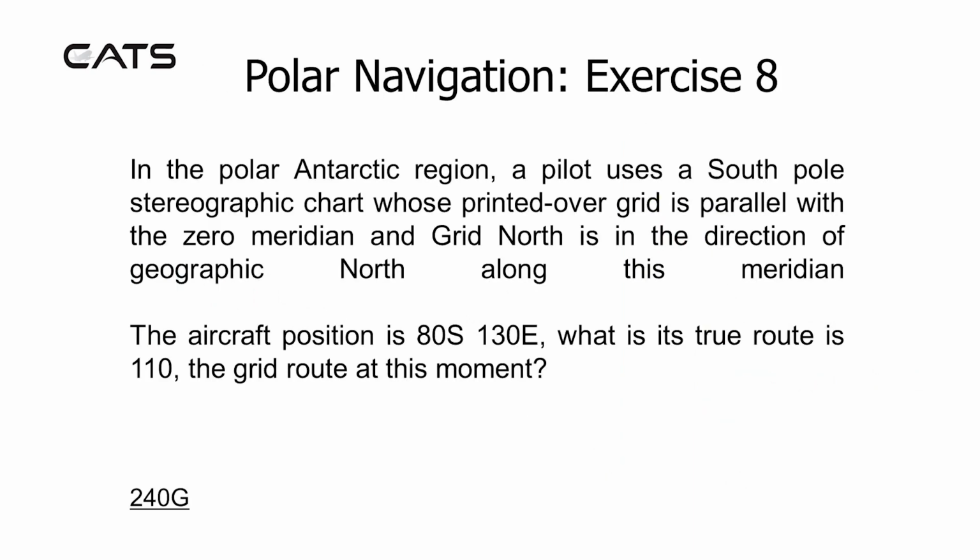Exercise 8. In the polar Antarctic region, a pilot uses a South Pole stereographic chart whose printed over grid is parallel with the 0 meridian, and grid north is in the direction of geographic north along this meridian. The aircraft position is 80 south, 130 east. With its true route 110, what is its grid route at this moment?